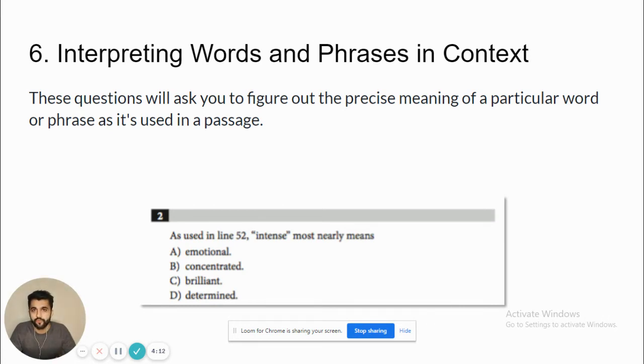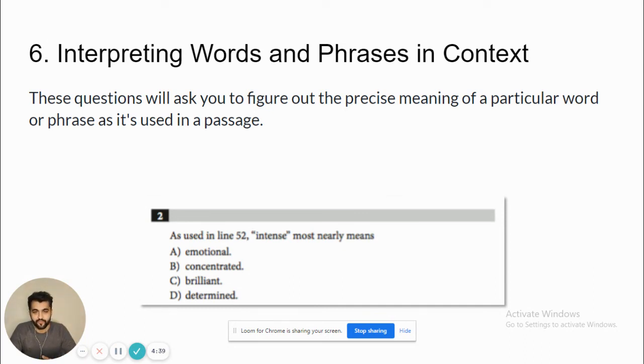So what you will do for this type of question is to go back to line number 52 and read 1 or 2 lines before the word intense and read 1 or 2 lines after the word intense, and this will give you certain context as to what the word intense really means, right? So in that case, even if you do not really know the meaning of the word itself, for example intense in this case, you will still have enough understanding to answer it correctly.